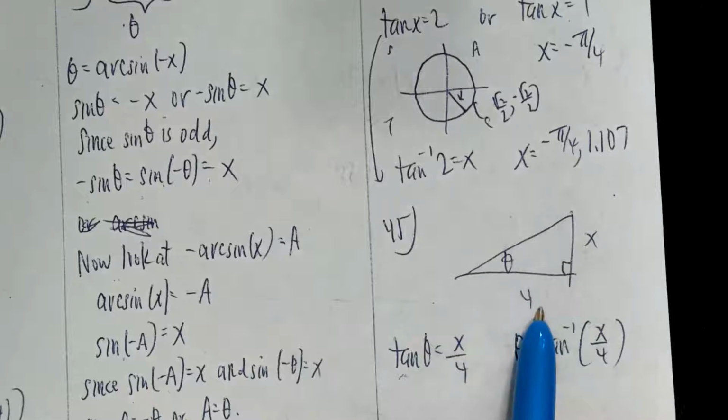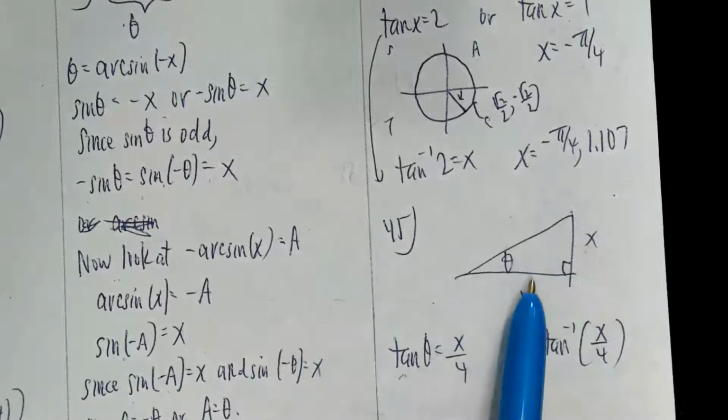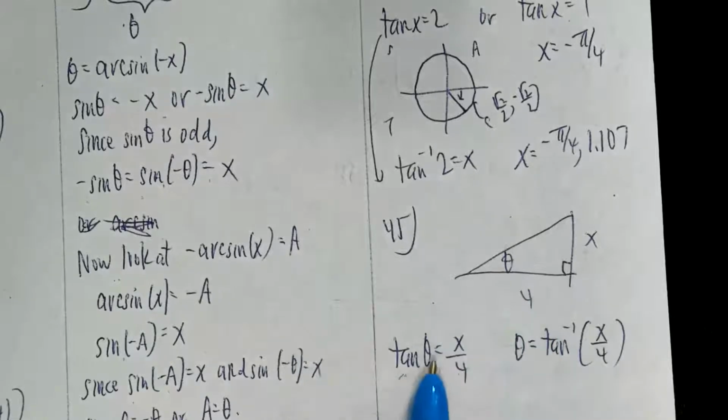Well, x is the opposite side, and 4 is the adjacent side. So tangent of theta is x over 4. You want a function of theta, so I just take the inverse tangent. So theta is inverse tangent of x over 4.